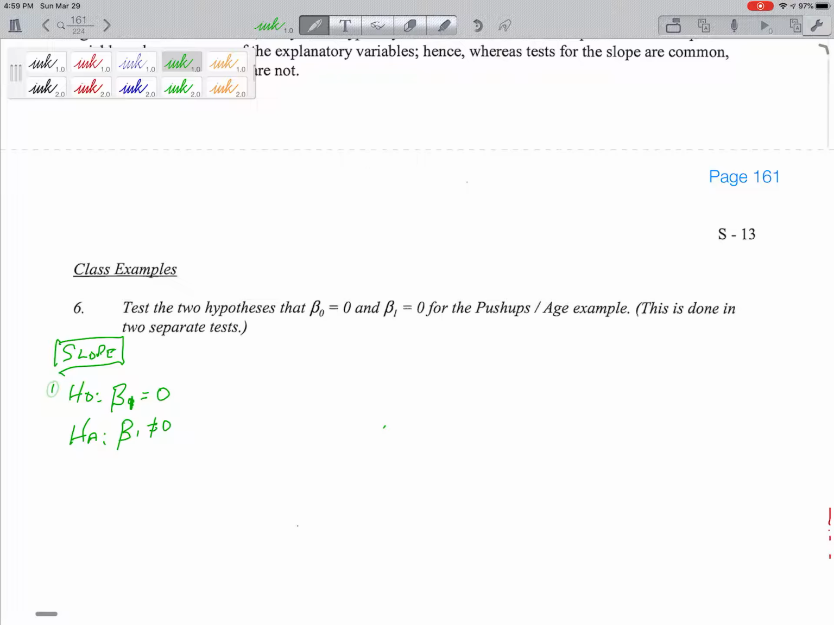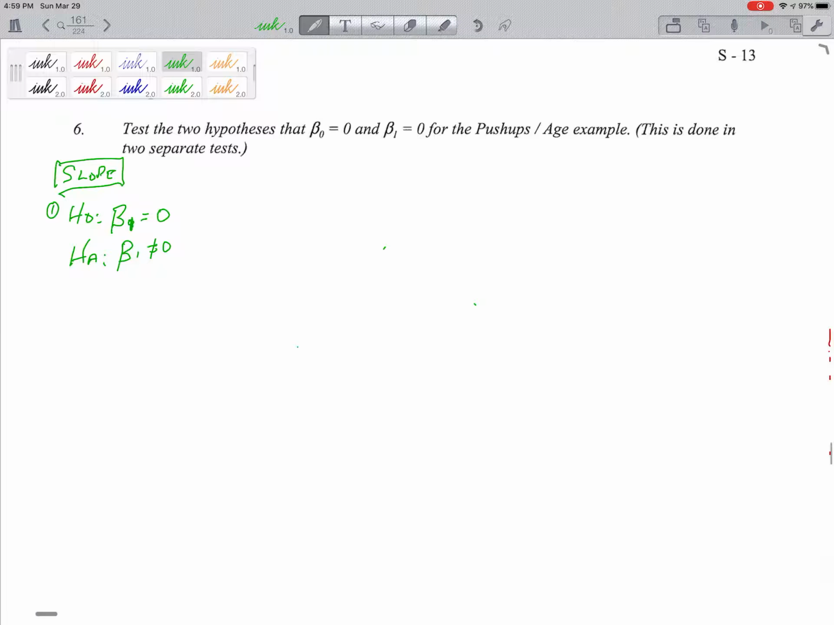Step number 2 is that the formula that we'll use is T star is equal to the B1 over the SB1 value. All right, let's take a look then at what that looks like.